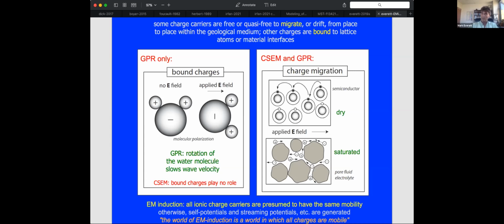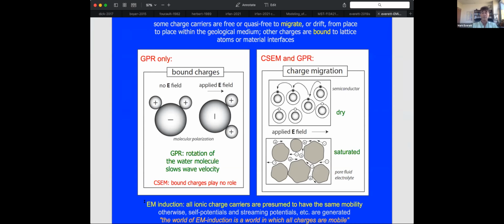They're confined to the pore space, so they take these tortuous paths. Now, the important thing to recognize in EM induction is that all of the ionic charge carriers are presumed to have the same mobility in the material. So if they have different mobilities, you'll get a charge separation.